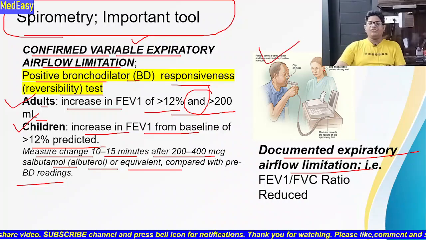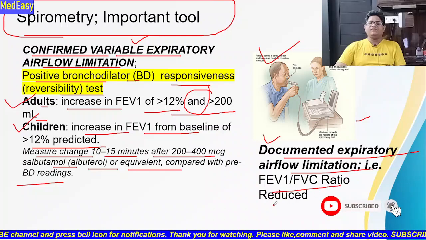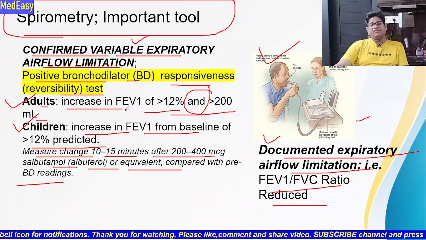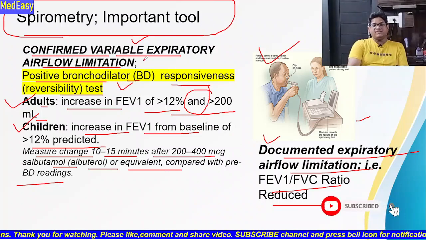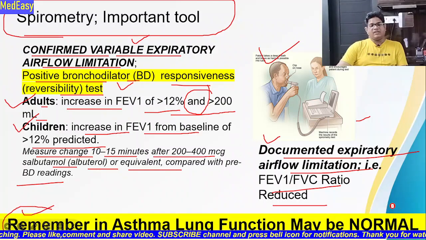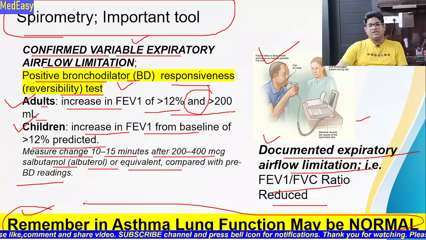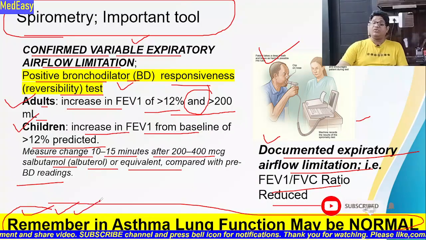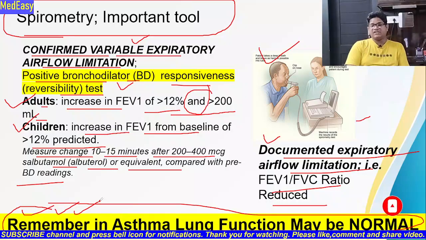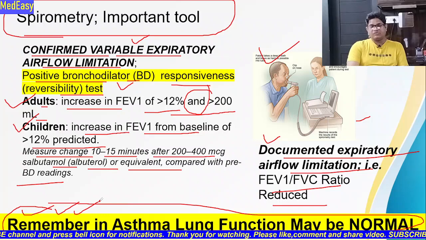This is how we do a PFT in our lab. And how do we document expiratory airflow limitation? The FEV1/FVC ratio should be reduced. So the FEV1/FVC ratio reduced in obstructive airway disease, associated with a positive bronchodilator test, is suggestive of bronchial asthma. But there is one important point to remember: in bronchial asthma, lung function may sometimes be completely normal. So PFT may be normal. In asthma, bronchodilator reversibility is not always present, and spirometry, to be specific, can be normal also. We should keep that in mind.